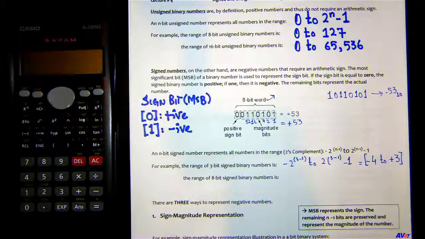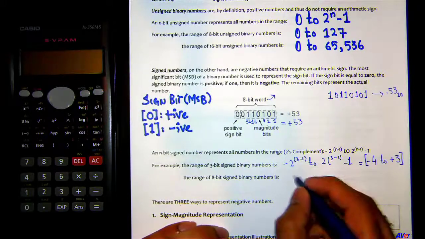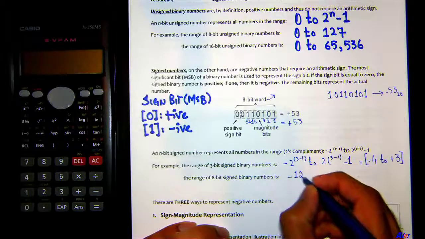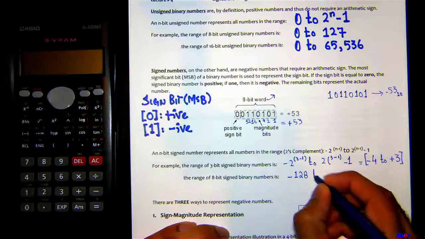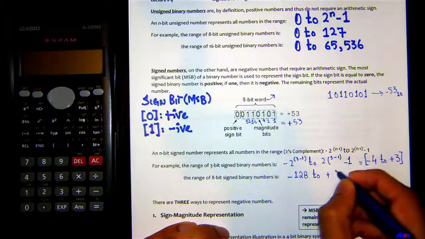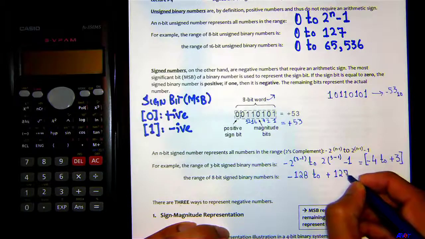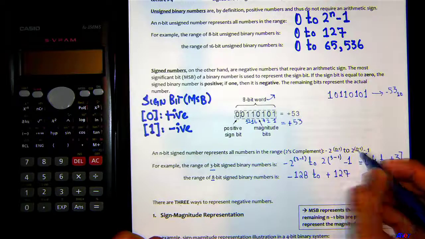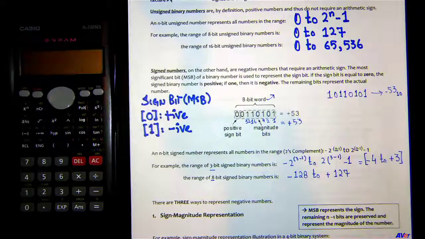Similarly, for an 8-bit signed binary number system, the range is going to be negative 128 to positive 127. Again, just plugging this value for n into this equation and then finding the range. This will be important, and I'll mention that when we go to the example later on in the lecture.